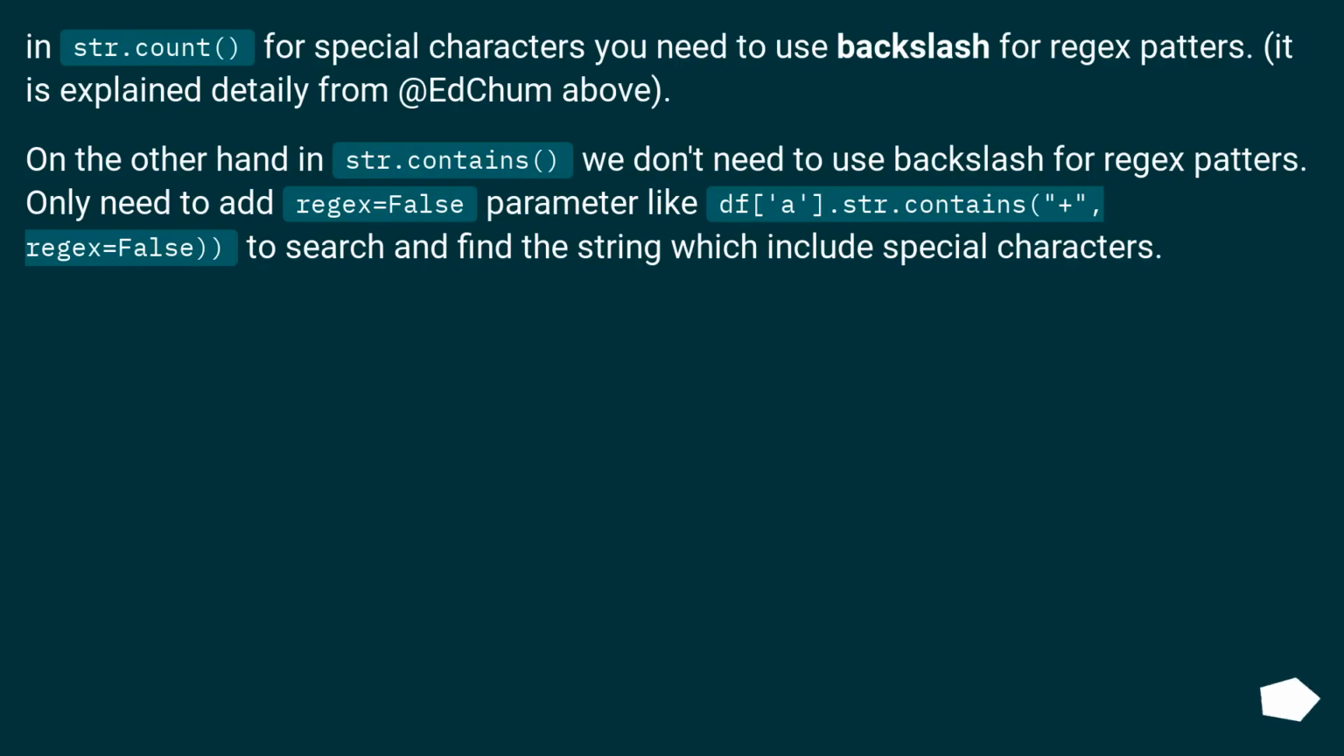In str.count, for special characters you need to use a backslash for regex patterns. It is explained in detail in the edit above. On the other hand, in str.contains we don't need to use a backslash for regex patterns. Only need to add the parameter regex=False, like df['a'].str.contains('+', regex=False), to search and find the strings which include special characters.